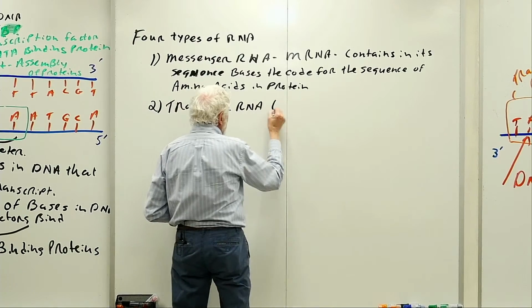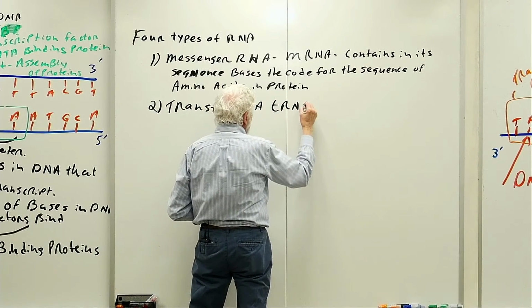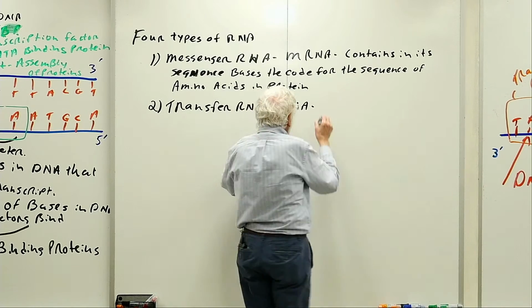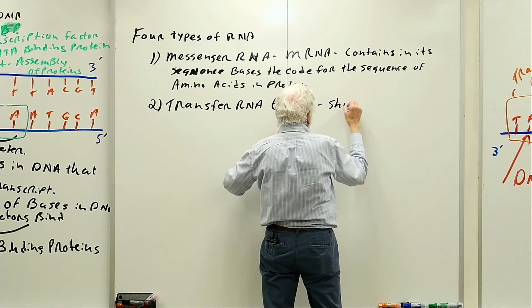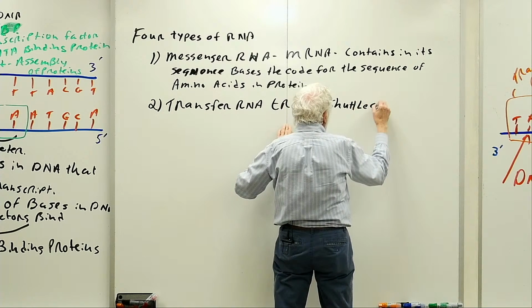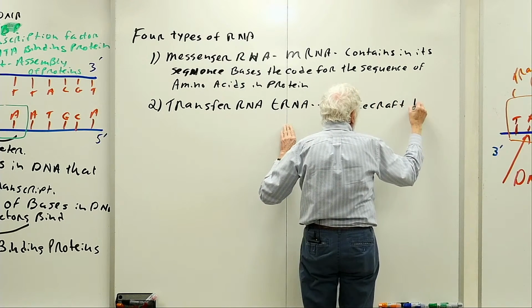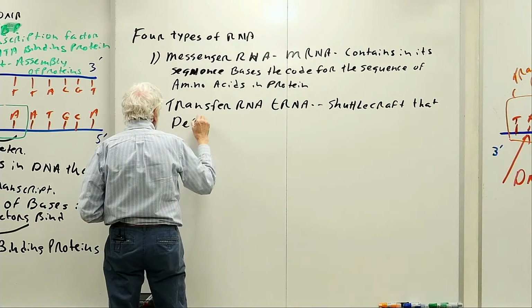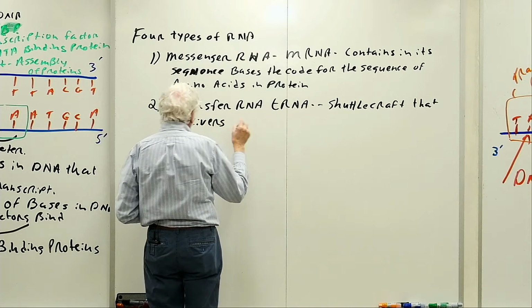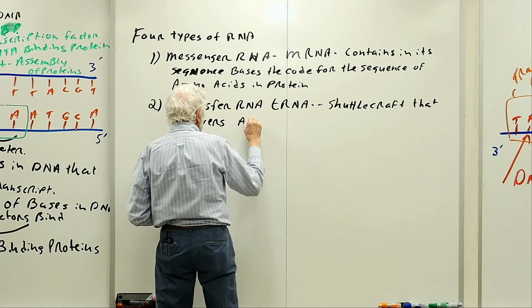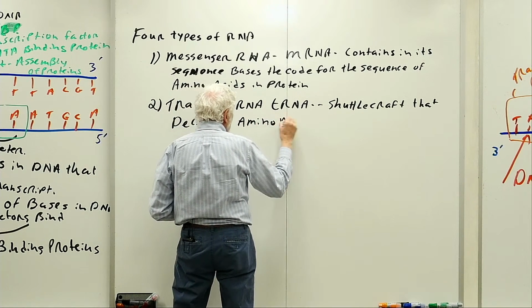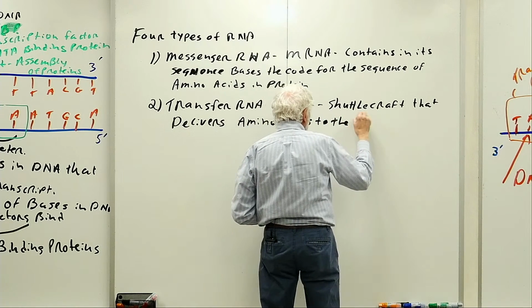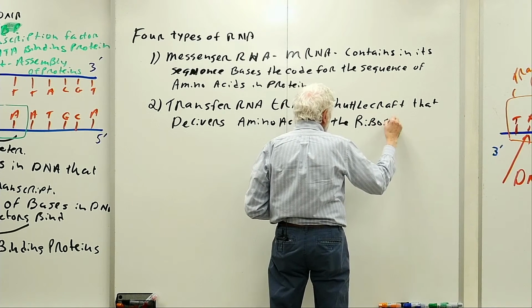We abbreviate this as tRNA. tRNA is effectively a shuttlecraft that delivers amino acids to the ribosome.